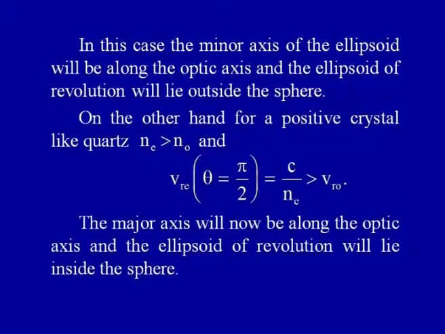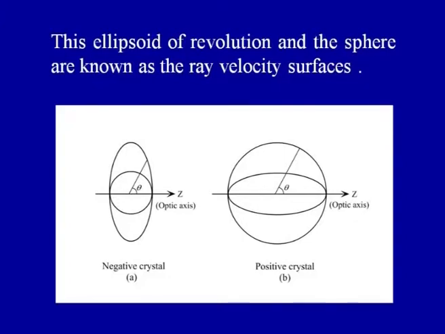On the other hand, for a positive crystal like quartz, n_E is greater than n_O and V_E therefore, for theta equal to pi by 2, is less than V_O. The major axis will now be along the optic axis, and the ellipsoid of revolution will lie inside the sphere. These are given in these pictures. This ellipsoid of revolution and the sphere are known as velocity ray surfaces.